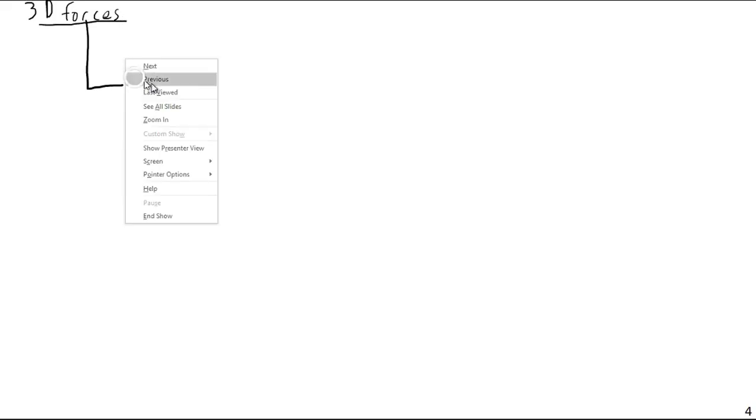So, let's see. How can we talk about this? What would we like to say? Three-dimensional forces. Force in space. So, we're going to talk about a force in space. Actually, let me put a title on this. 3D forces.